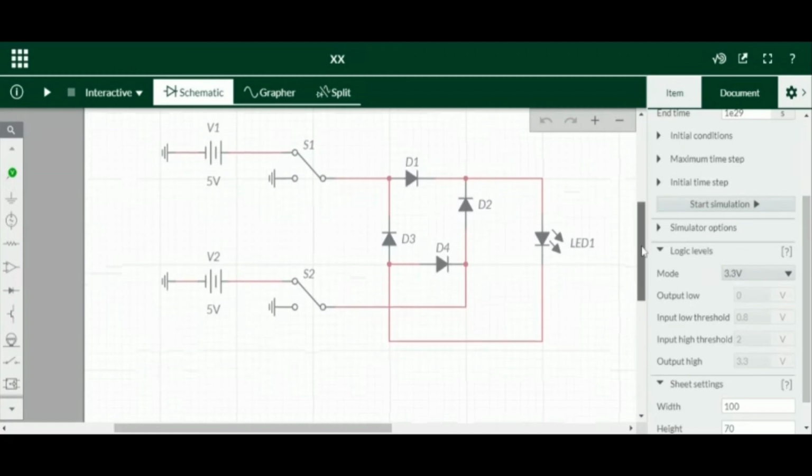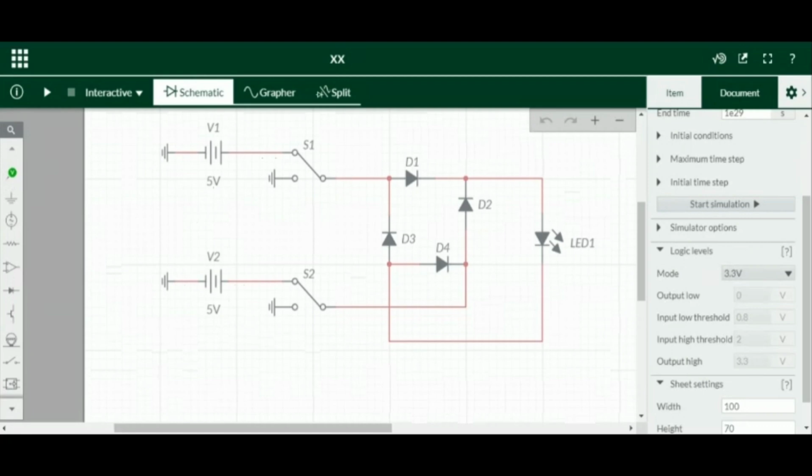Here is a schematic made up of 4 diodes and 2 voltage sources. This is a 2 input XOR gate. V1 and V2 are 2 voltage sources, and diodes D1, D2, D3 and D4 are 4 diodes.